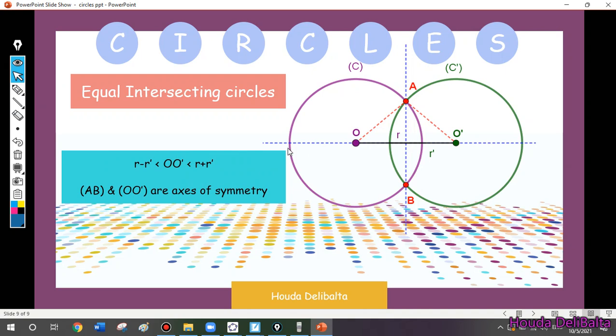And let's remember also that always the distance between the centers is bounded between r minus r prime, the difference of the radii, and r plus r prime. And here, as I mentioned, AB and OO prime are axes of symmetry.